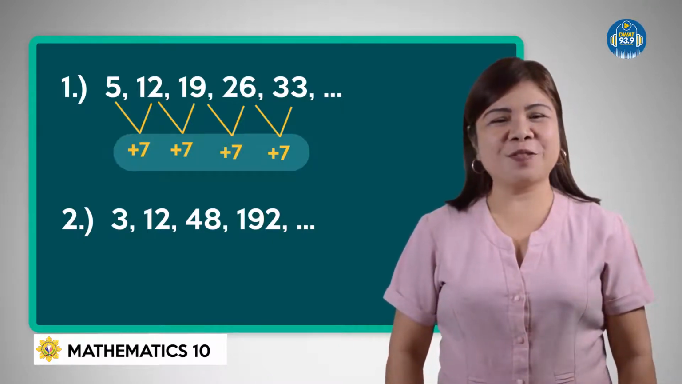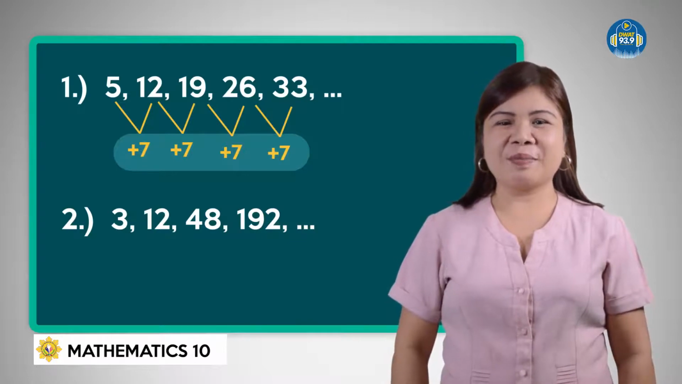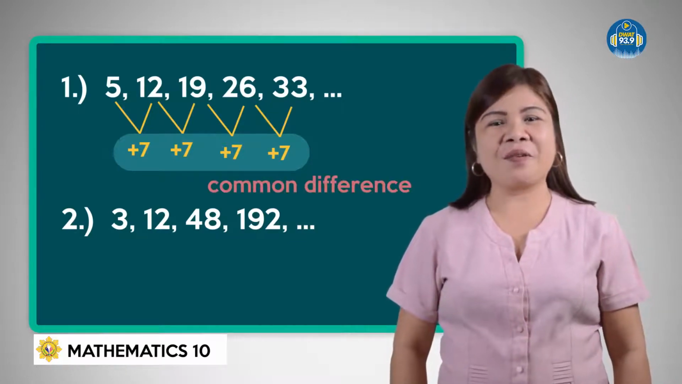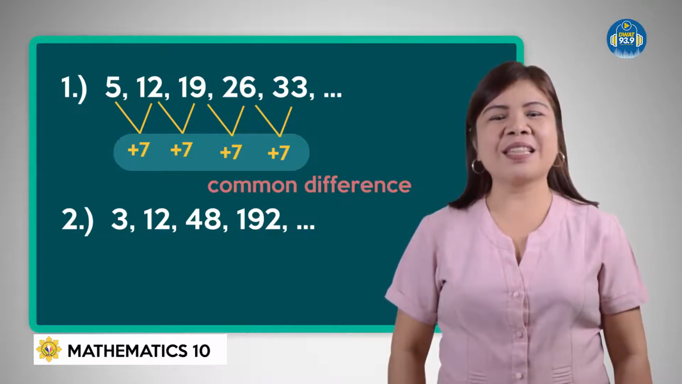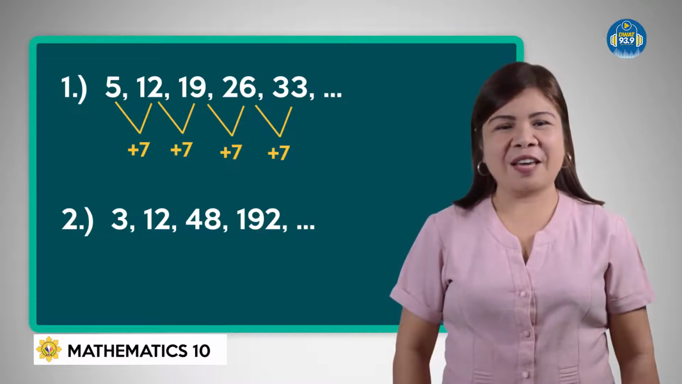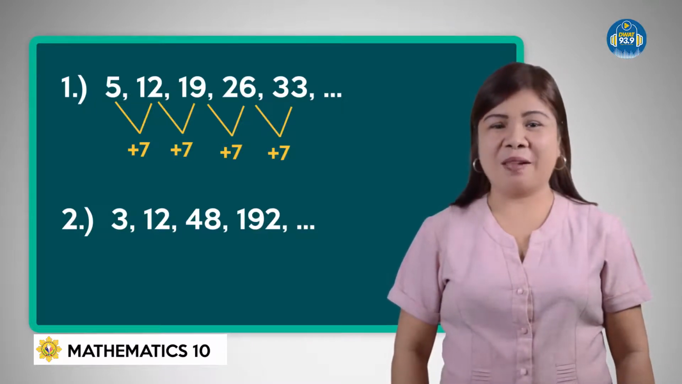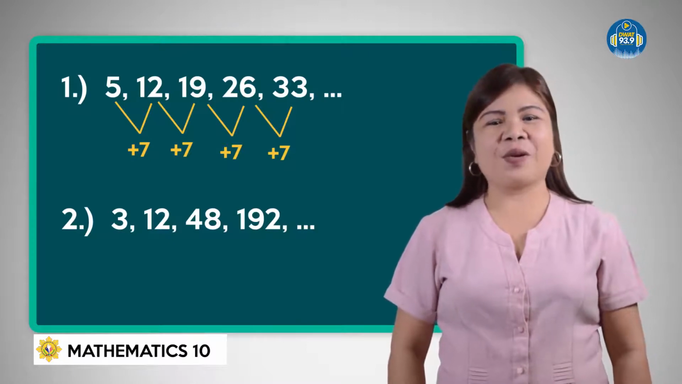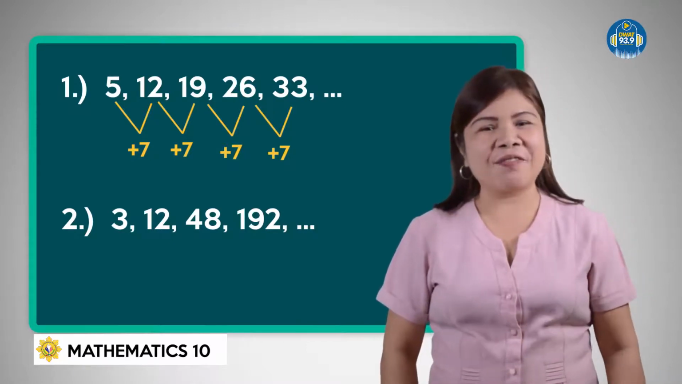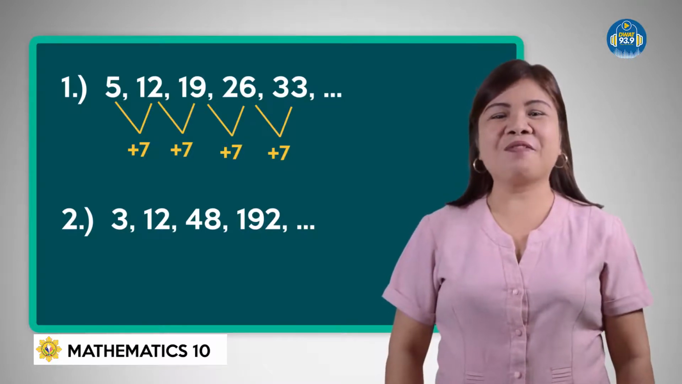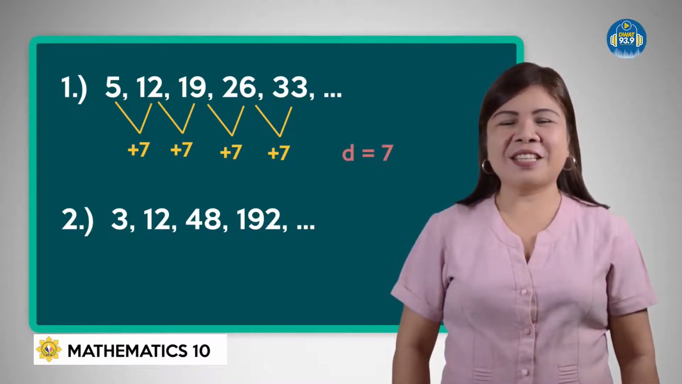The number that is being added to the preceding term to get the next term is referred to as the common difference D of an arithmetic sequence. So in the sequence, 5 plus 7 equals 12, plus 7 equals 19, plus 7 equals 26, plus 7 equals 33, and so on. So the common difference D is 7.